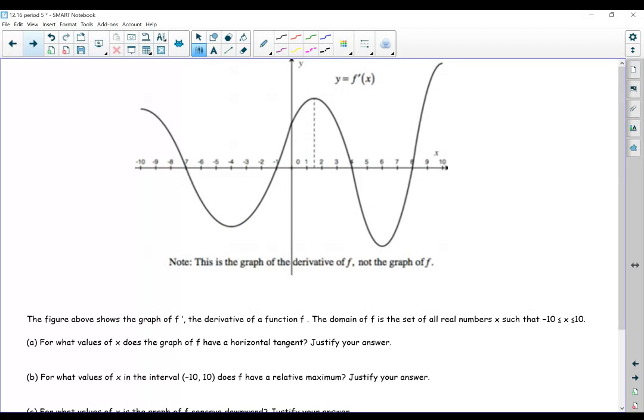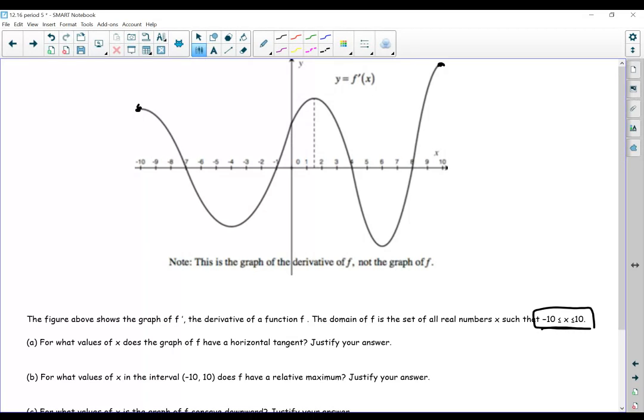So let's assume we have the graph of f prime, the derivative of f. And we know the domain of f is the set of all real numbers between -10 and 10. I always peep the domain of f because that's going to help me. That tells me that I have endpoints here and that we're not going to infinity.